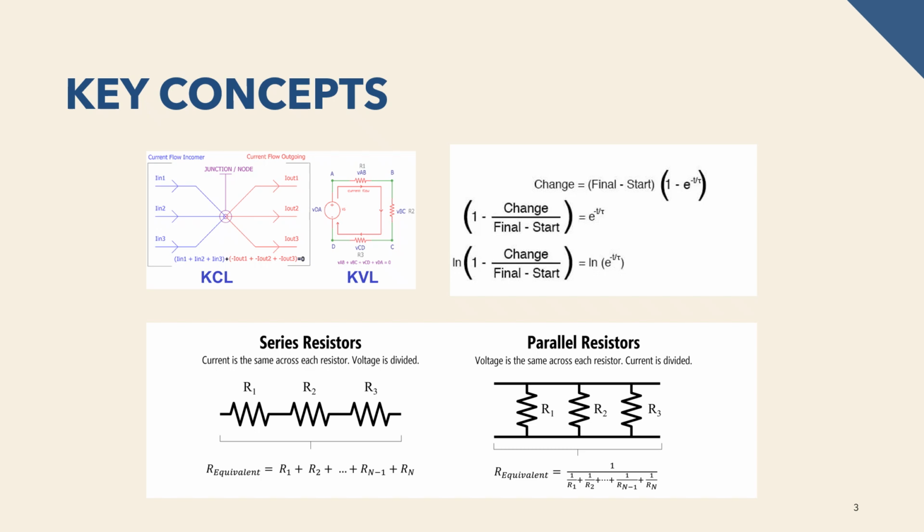It can be calculated as the natural log of the voltage in divided by voltage out. And then in the bottom, this shows the calculation used for series and parallel resistors. So in a series, the resistors are added together one by one to get the equivalent resistance. While in parallel, you add 1 divided by the resistance, all added together to get the resistance on a parallel circuit.